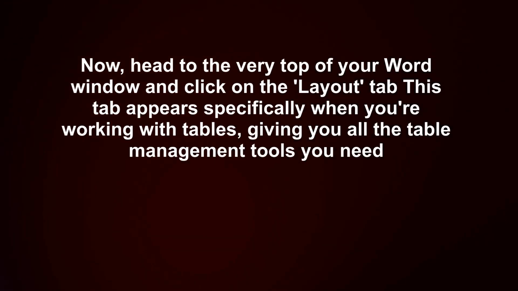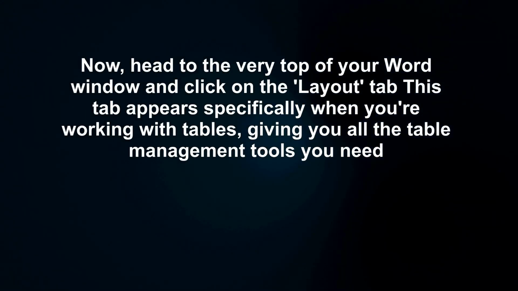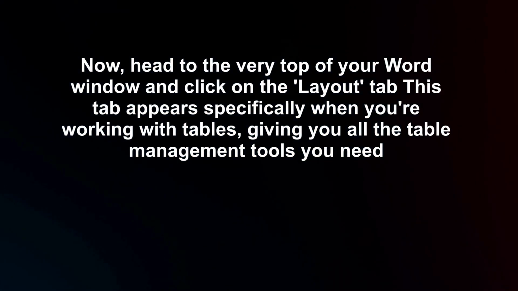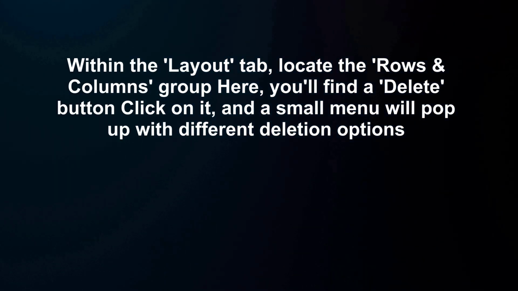Now, head to the very top of your Word window and click on the Layout tab. This tab appears specifically when you're working with tables, giving you all the table management tools you need. Within the Layout tab, locate the Rows and Columns group here.